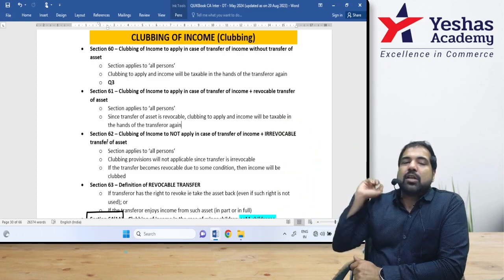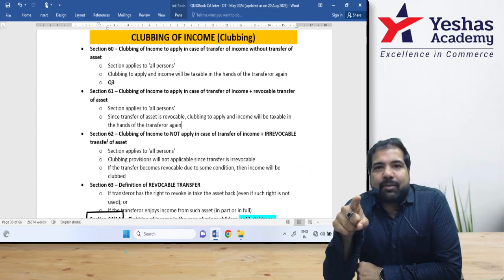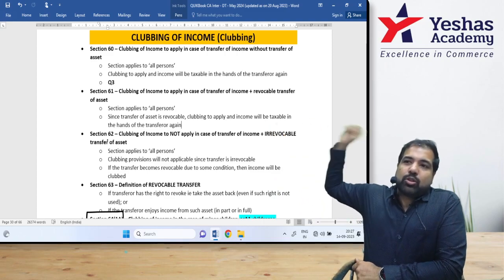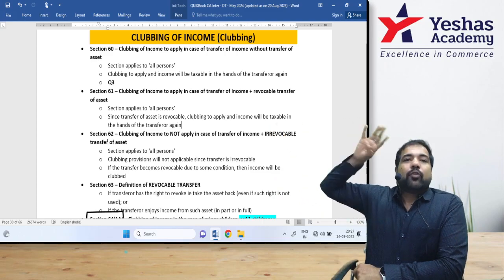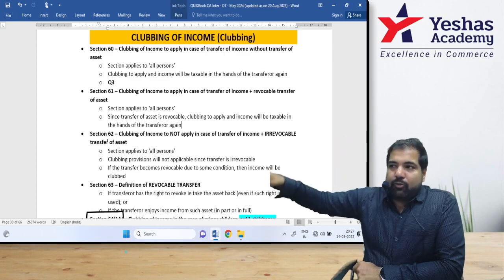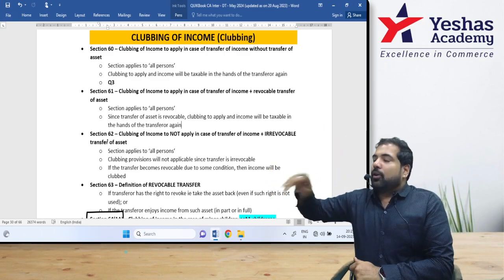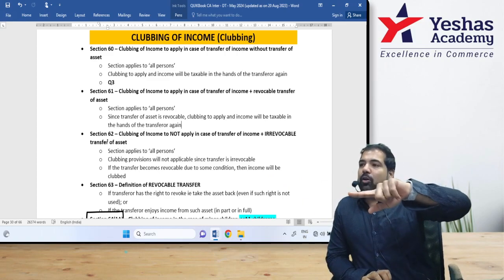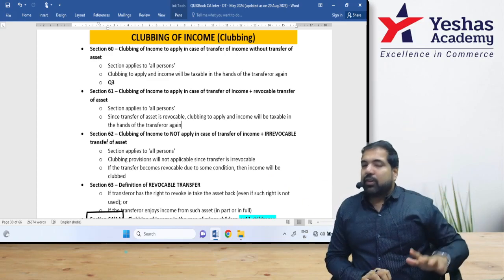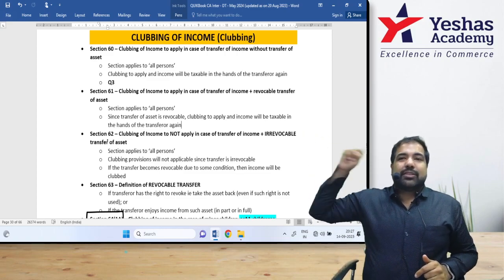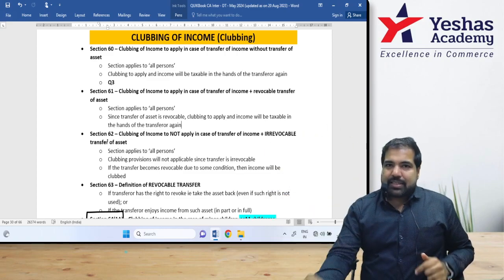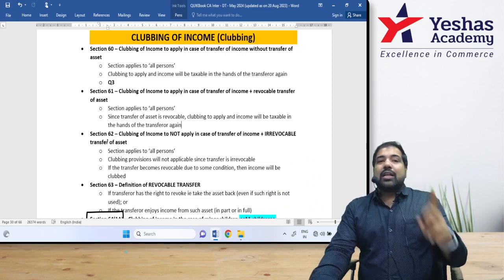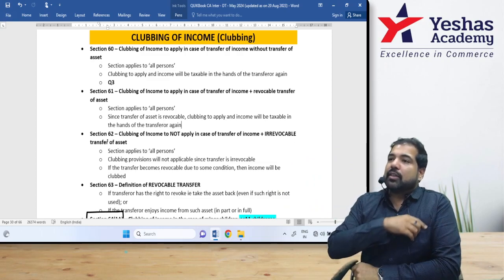And benefit means what if I have the right to take back the income? Is that a benefit? What if I can say the income goes to my mother? Is that a benefit? What if the benefit is 40%? Then is it a revocable transfer? Up to how much percent? Even if it's 40%, even if it's part of the full benefit, the transfer will be called a revocable transfer. In a revocable transfer, the government says it's a fake transfer, so clubbing applies. Yes.